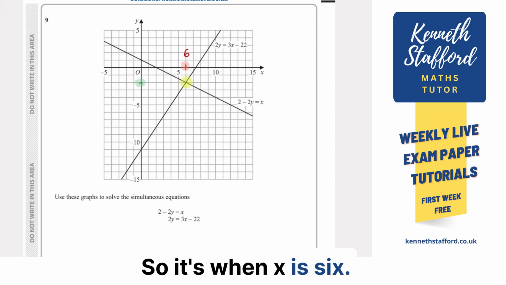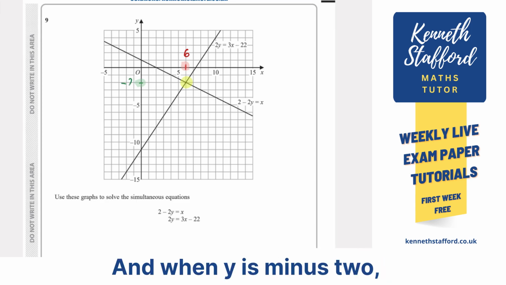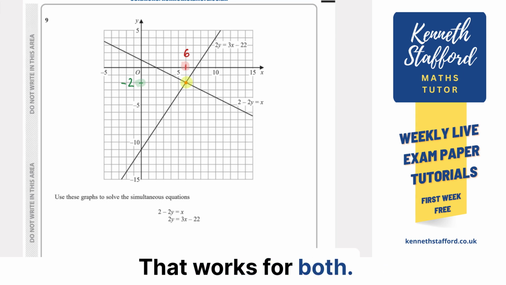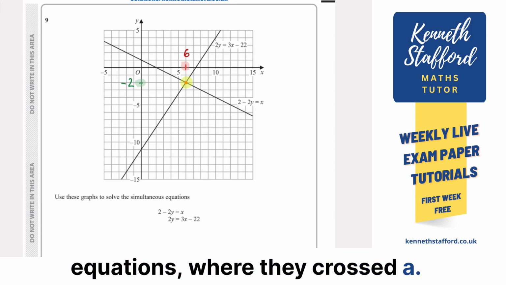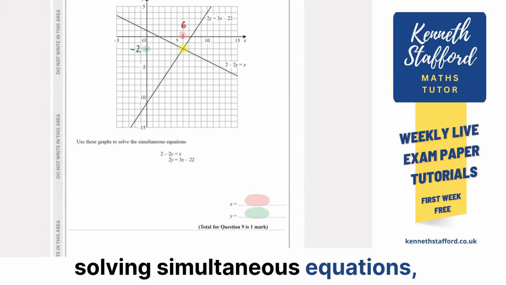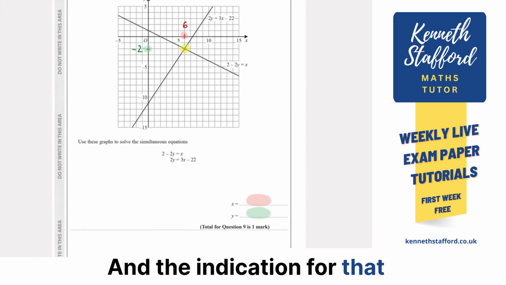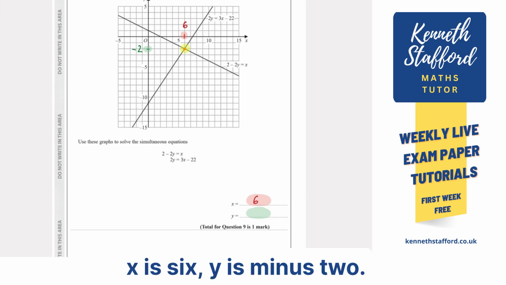So it's when x is 6, and again you can see my hints already on here to show you, and when y is minus 2, that they meet. So that's the value of x and y that works for both. So when graphing simultaneous equations, it's where they cross. If we're not graphing it, it's quite complicated sometimes solving simultaneous equations, but this here is quite easy, and the indication for that is it's only 1 mark. So x is 6, y is minus 2.